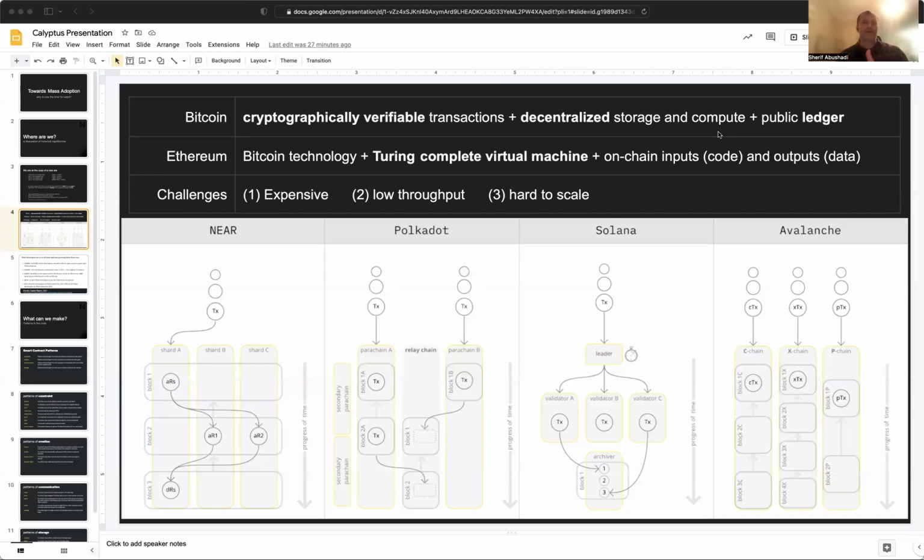But Near, Polkadot, Solana, and Avalanche, to take 4 examples of this new generation of layer ones, what they call layer 1 technology, are trying to do this in a different way. Near shards, basically splitting up. I don't know if you can read this very well here, but basically it shards the storage and compute. And so, you can have an unlimited number of shards. I think right now Near is running 4 shards.